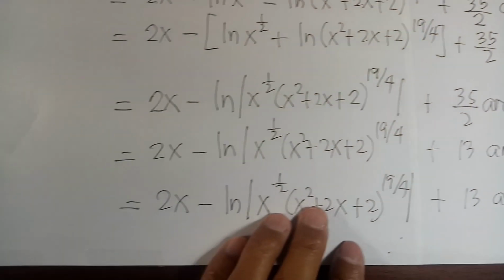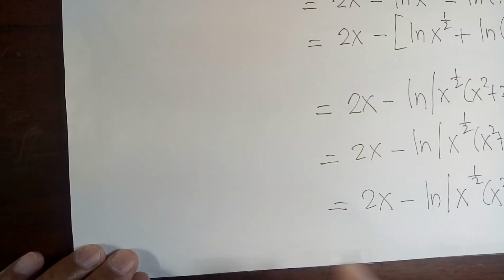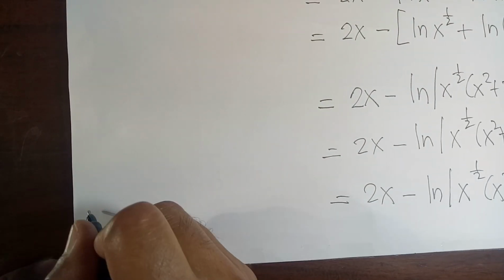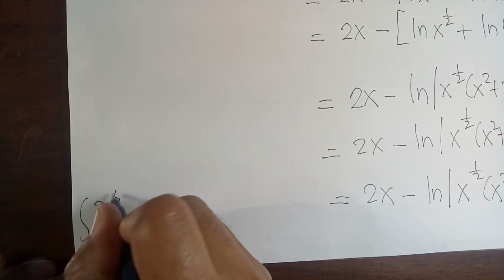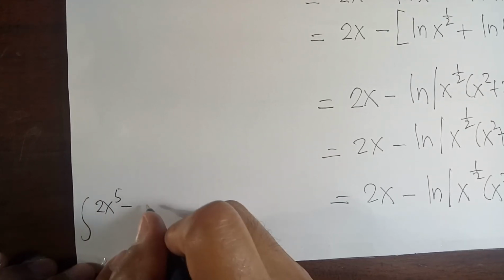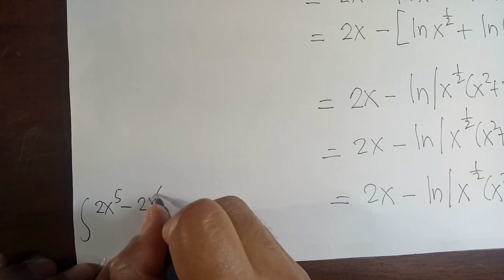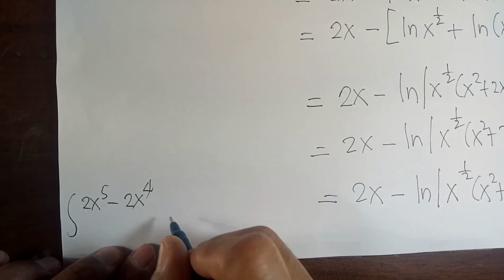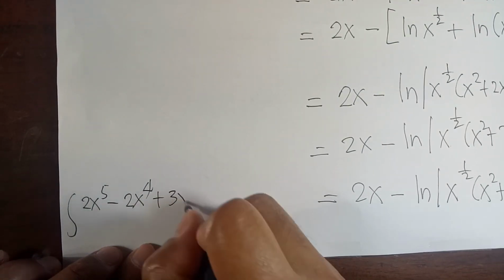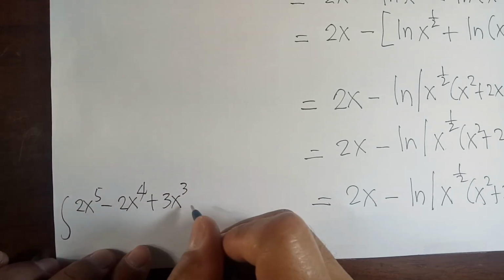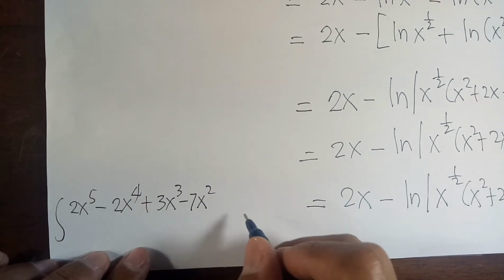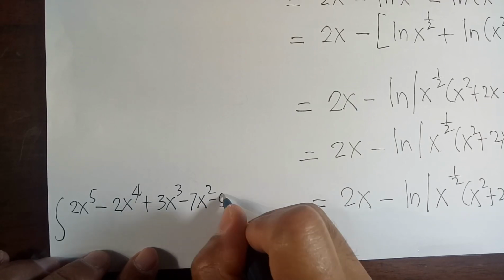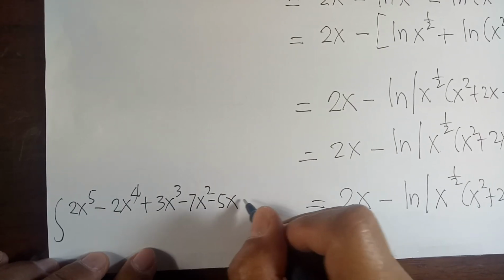So, I will write the next problem. Integral of 2x to the 5th minus 2x to the 4th, and then plus 3x cubed, and then minus 7x squared, and then minus 5x, and then minus 2.